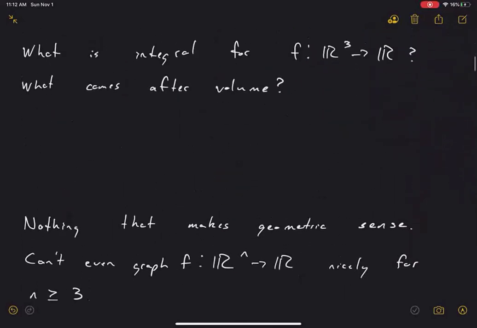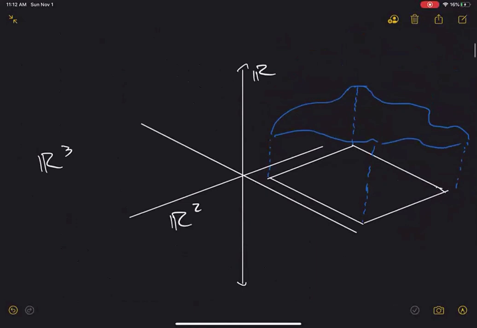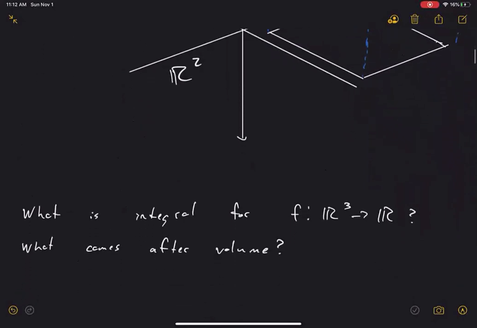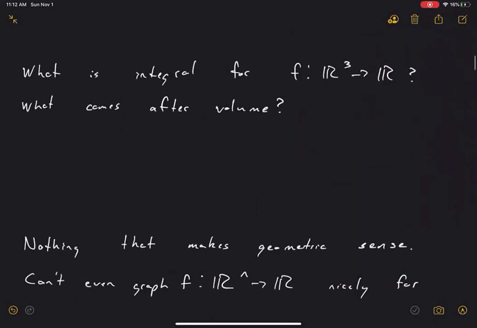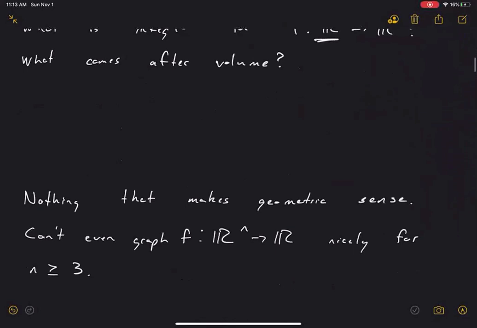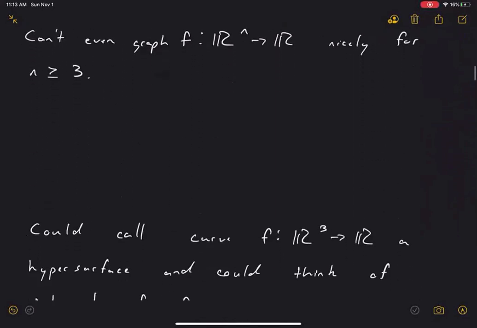So we can't draw these nice graphs to get a picture of what we're looking at. We can draw the domains, though. We can draw the R3 part, and that's mostly what we're going to focus on in this section. But the graphs themselves don't make a whole lot of sense.